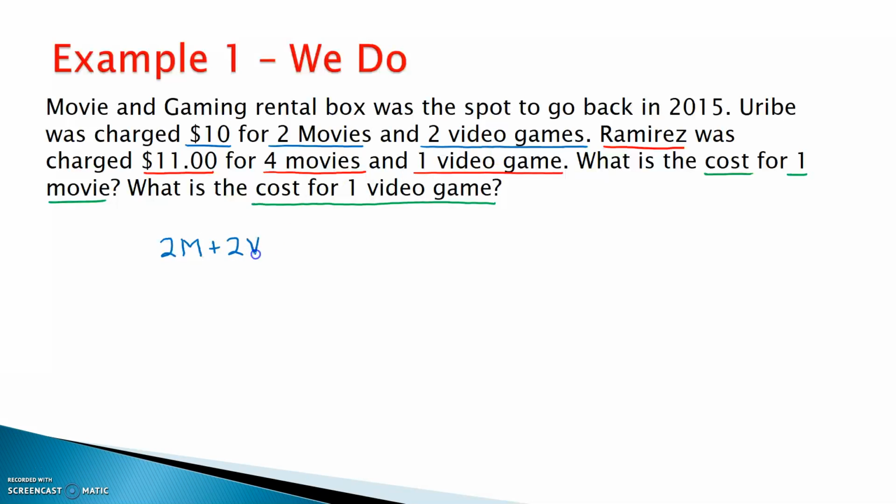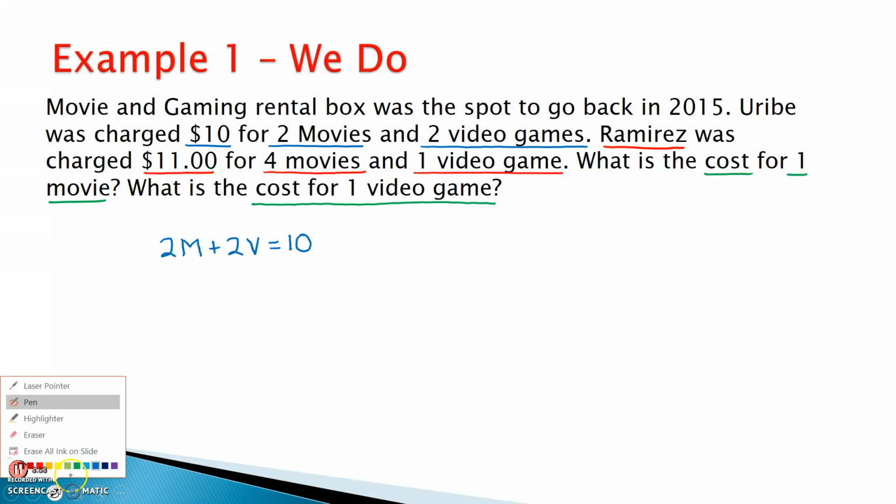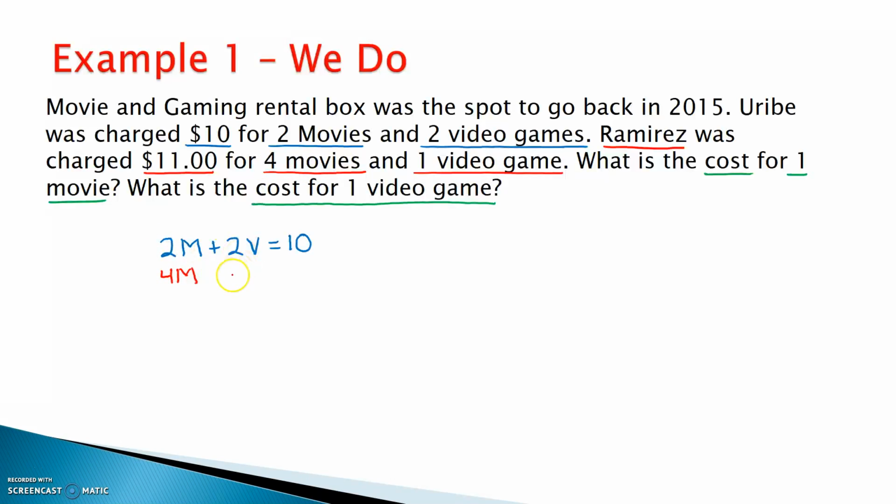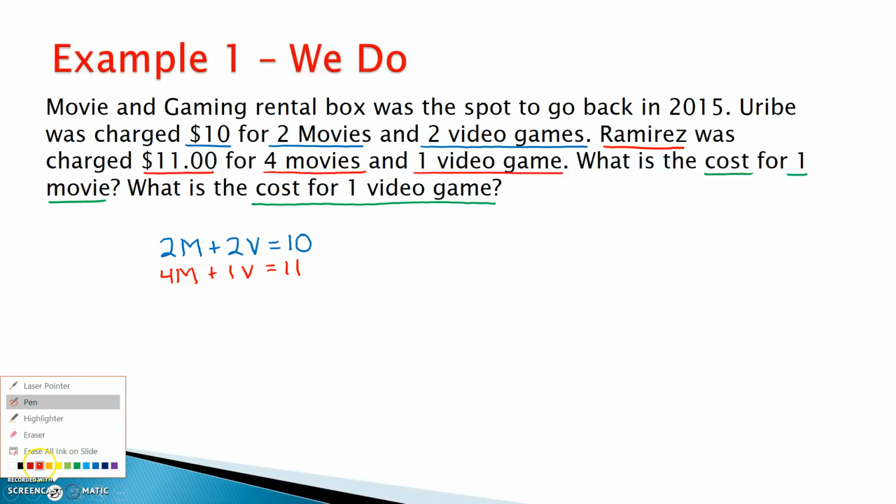I might use 2v. Well, what do I know? 2 movies plus those 2 video games was equal to a cost of $10. Okay, well, I have to do the same thing for Ramirez. Ramirez was charged $11 for 4 movies and 1 video game. So again, the 4 movies, I'm going to say 4m, or if you're using x, you could say x. And then plus that 1 individual video game, and they spent a total of $11. So this is our big idea for today. Can you guys represent the system?